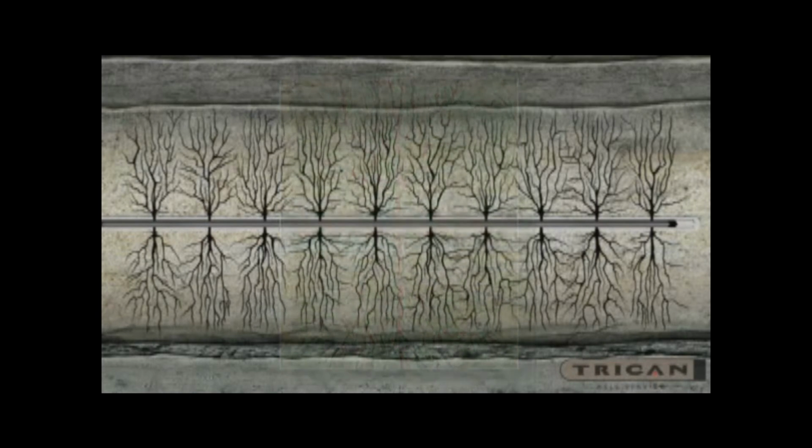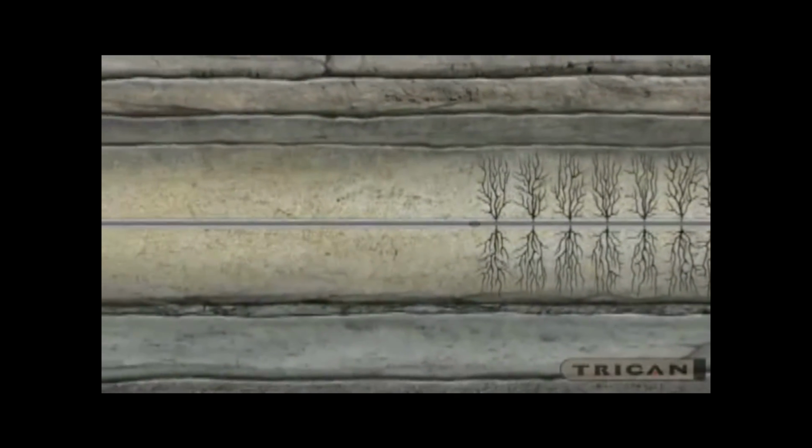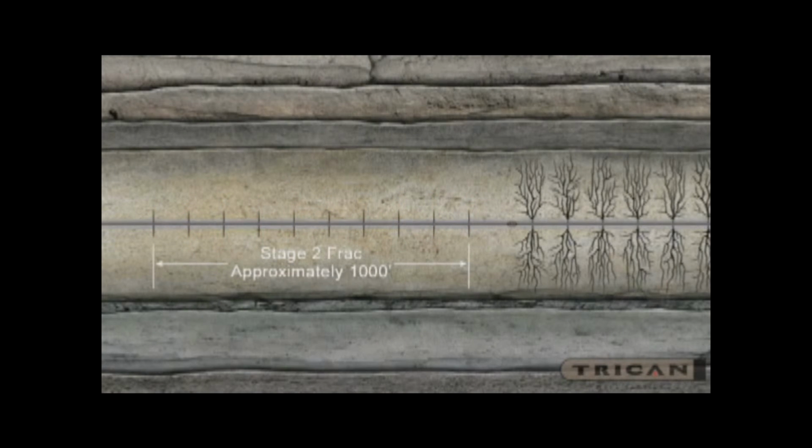Next, a temporary plug is placed at the heel or left side of the first stage frac. The plug closes off or isolates the perforated and fracked section of the wellbore so that the second stage section of the horizontal leg can be perforated and fracked.